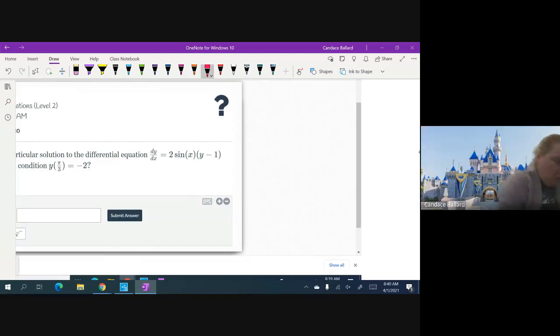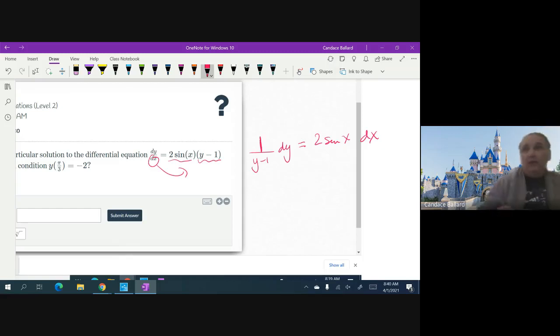Okay, so we need to separate the variables. We're going to take this guy and move him to the right side by dividing him. So it would be y minus 1 dy equals, and then we're going to keep the 2 sine x on the right, and then we're going to multiply the dx to the other side. In this numerator, I should have a 1. Are we doing okay on that part, Cynthia?